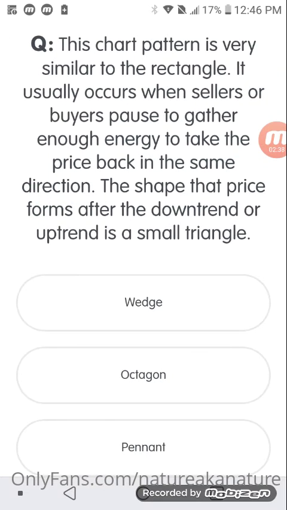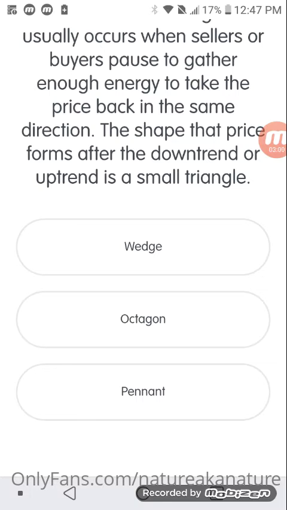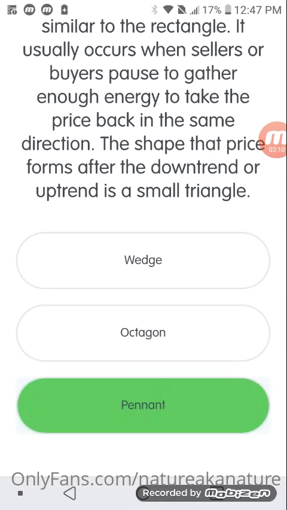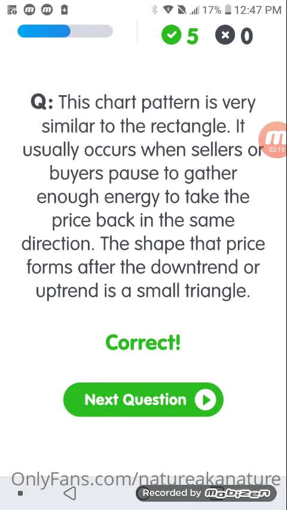This chart pattern is very similar to the rectangle. It usually occurs when sellers or buyers pause to gather enough energy to take price back in the same direction. The shape price forms after a downtrend or uptrend is a small triangle. Is it called a pennant, wedges, or octagon? It's similar to the triangles, so we're going to say pennant. Correct. All right, it's a pennant. It's similar to the triangles.